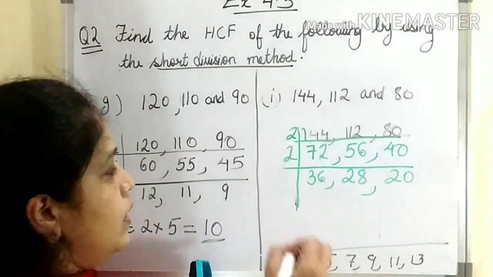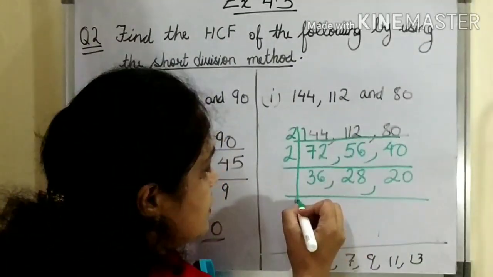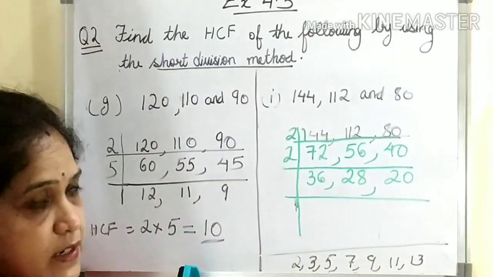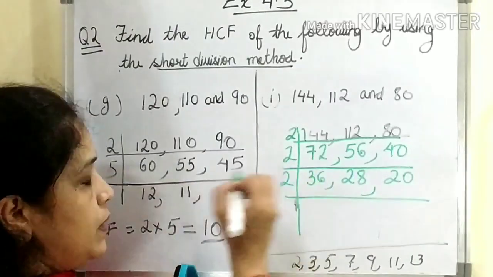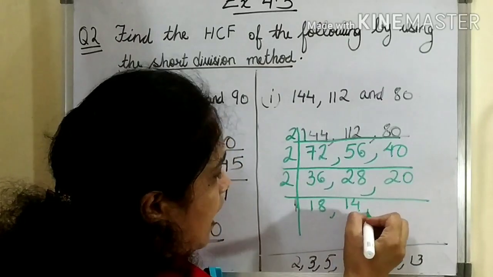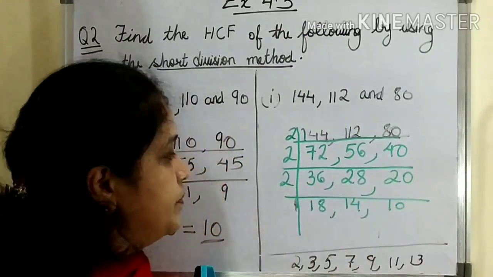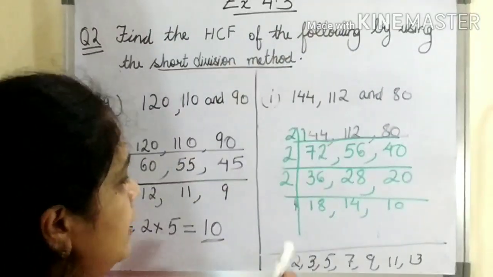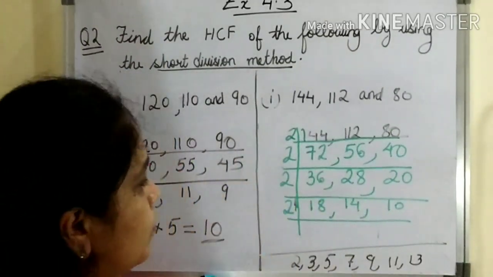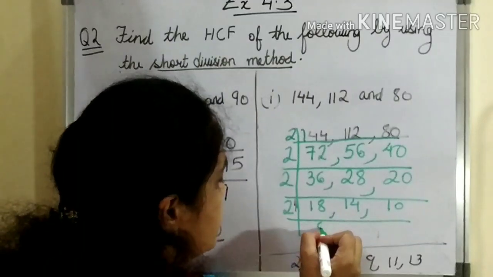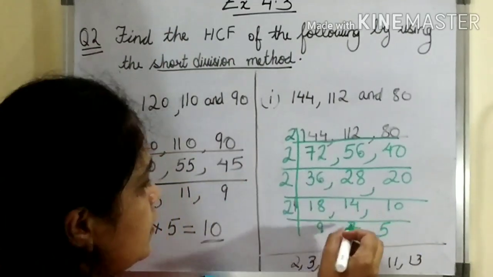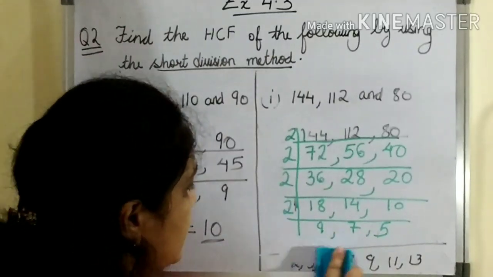Now since all are again even, 36 is even, 28 is even, 20 is even, I will again divide by 2 only. I get 18, 14 and 10. Now 18, 14 and 10 again will go by 2 because all are even. And what I got is 9, 7 and 5. 2 9s are 18, 2 7s are 14 and 2 5s are 10.